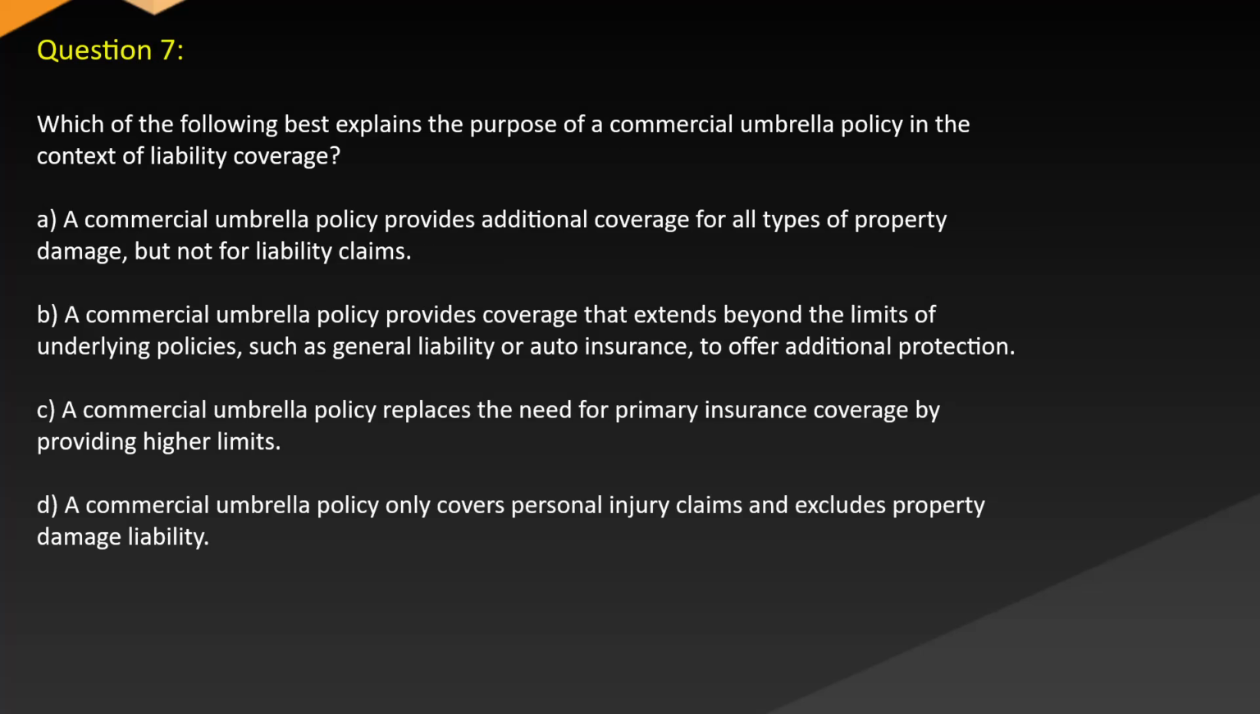Question 7. Which of the following best explains the purpose of a commercial umbrella policy in the context of liability coverage? A. A commercial umbrella policy provides additional coverage for all types of property damage, but not for liability claims. B. A commercial umbrella policy provides coverage that extends beyond the limits of underlying policies, such as general liability or auto insurance, to offer additional protection. C. A commercial umbrella policy replaces the need for primary insurance coverage by providing higher limits. D. A commercial umbrella policy only covers personal injury claims and excludes property damage liability.